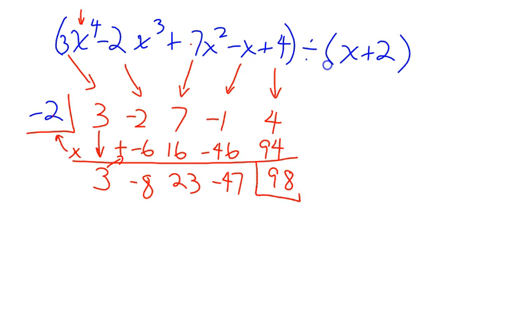We always put a little box next to that last number. This last number in the division is going to be the remainder, just like we had when we were doing long division.